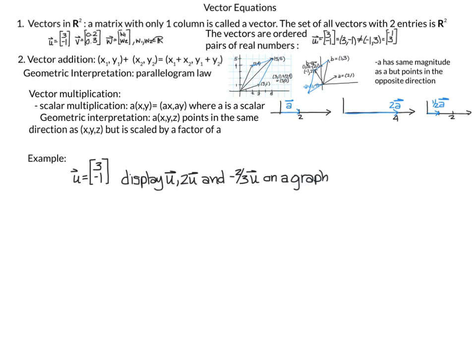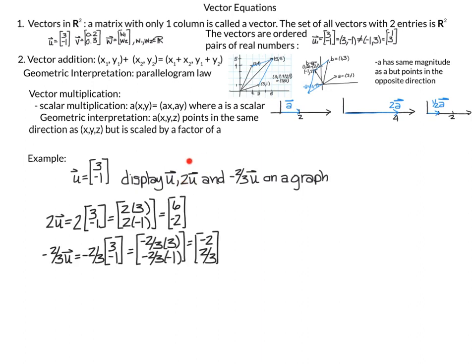Our next example, let the vector u equal 3, -1. We want to display u, 2u, and -2/3 u on a graph. We will start by calculating 2u and -2/3 u algebraically. So 2u is 2 times 3, -1, which is 2 times 3, which is 6, and 2 times -1, which is -2. -2/3 u is -2/3 times 3, -1, which is -2/3 times 3 and -2/3 times -1, which is -2 and positive 2/3.